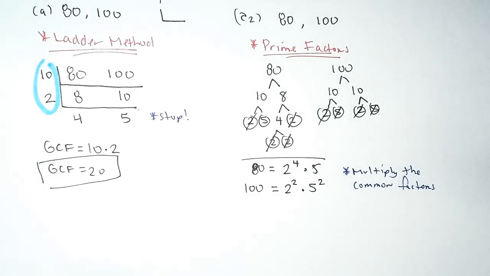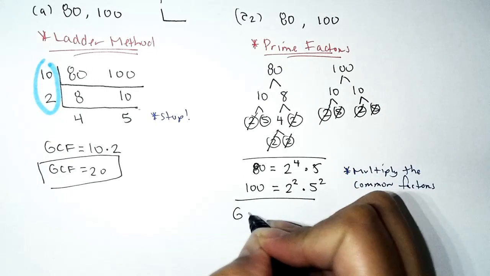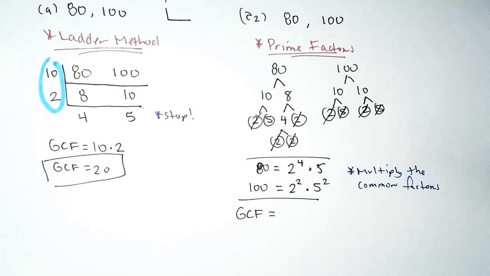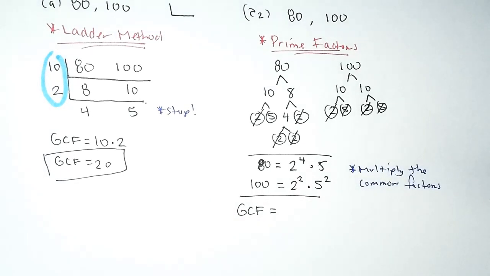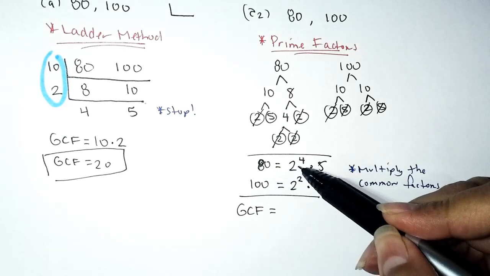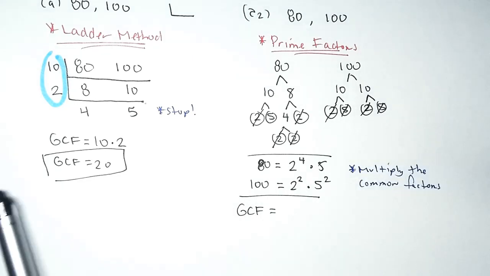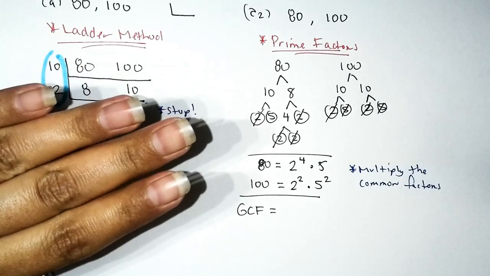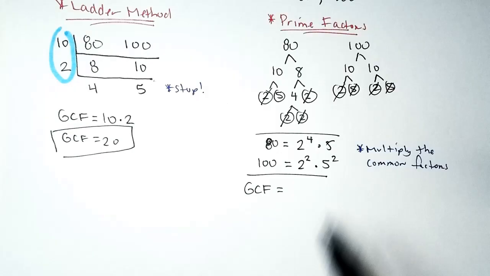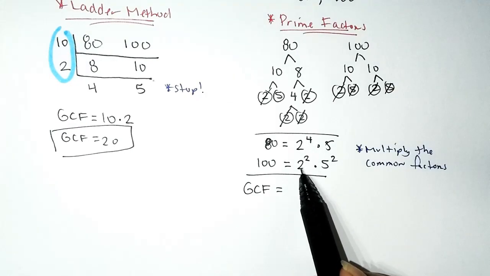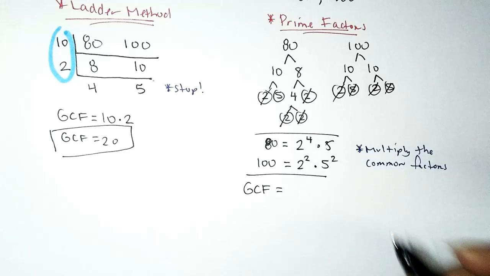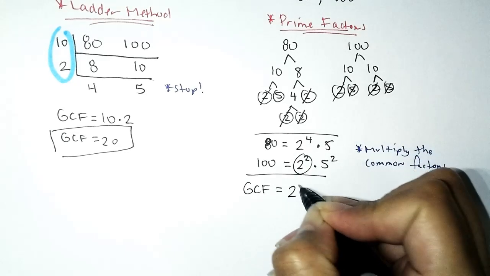Okay, so let's go ahead and multiply the common factors. So we have GCF equals. So I'm going to ask myself, what factors do 80 and 100 have? Okay, so 80 and 100 both have some 2's in common. The question is, how many 2's do they have in common? 80 has 4 factors of 2. Yeah, that's not nice. 100 has 2 factors of 2. So the question is, how many 2's do they have in common? It's only going to be 2. Okay, let's go ahead and write down the 2 squared.